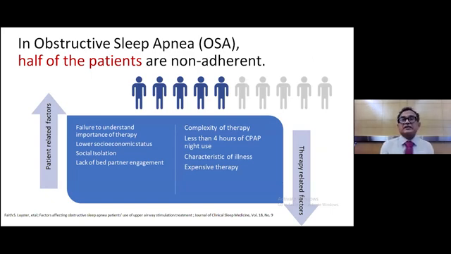In OSA, the sleep apnea syndrome, which is so important to prevent cardiovascular events in a young person who has moderate to severe sleep apnea, and also if they have other comorbidities like diabetes, hypertension, ischemic heart disease, cardiac failure. So these are all diseases associated with sleep apnea. The patient has to follow the CPAP therapy properly and regularly.